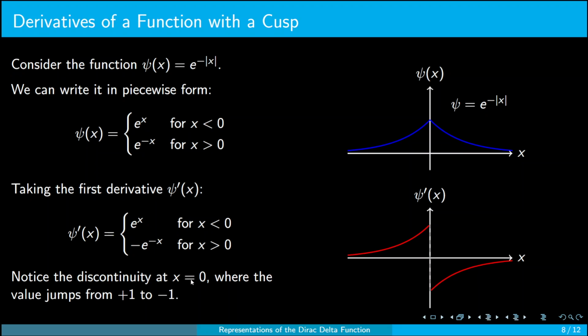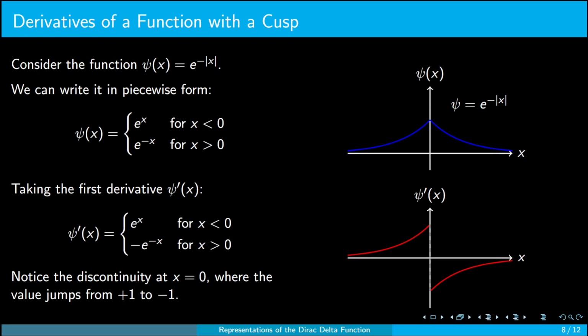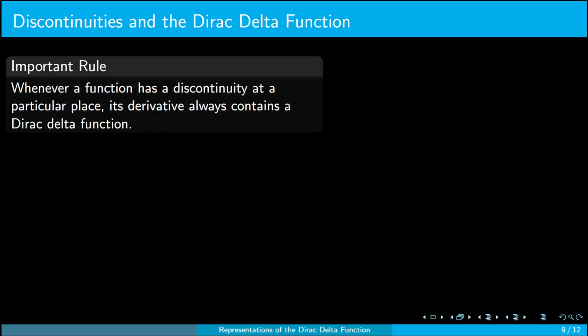So notice the discontinuity at x equals 0, where the value jumps from +1 to -1. So there is a discontinuity of -2. Okay. So there is an important rule regarding this discontinuity. Whenever a function has a discontinuity at a particular place, its derivative always contains a Dirac delta function.